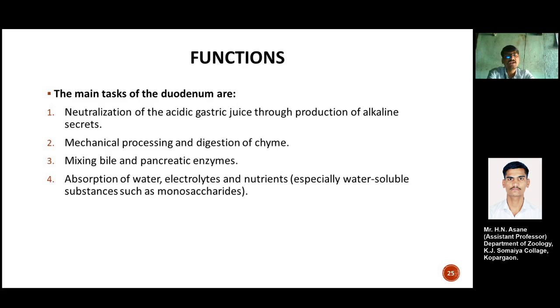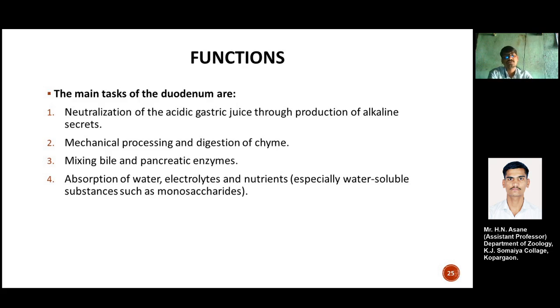So the function of the duodenum: the main task of the duodenum is to neutralize the acidic gastric juice through the production of alkaline secretions. Those alkaline secretions are produced by means of Brunner's glands and the goblet cells, as well as the argentaffin and other cells, which secrete alkaline secretions that neutralize these acidic gastric juices, which enter into the duodenum from the stomach.